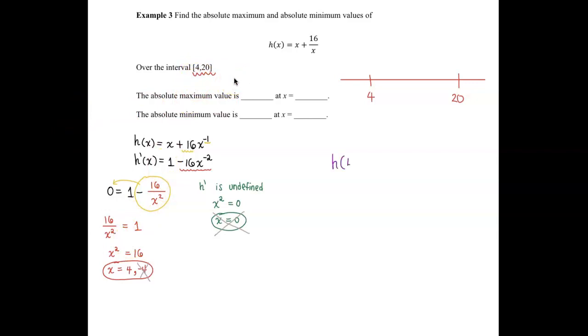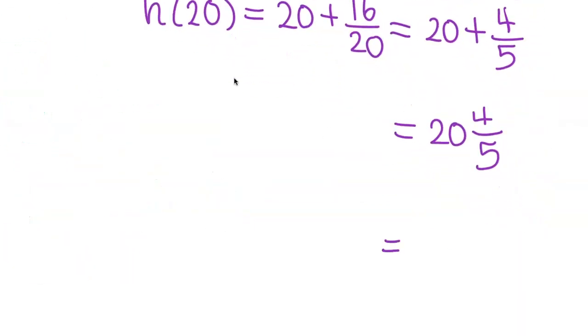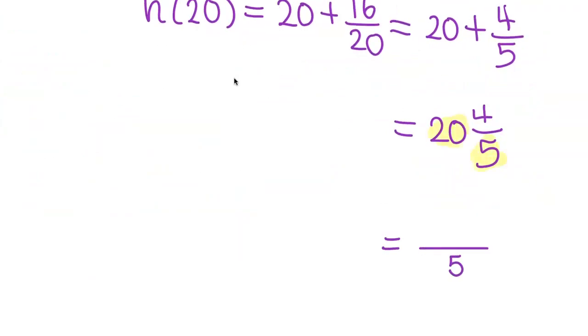If I plug in 4, I get 4 plus 16/4. That is 4 plus 4, that's 8. If I plug in 20, I get 20 plus 16/20, and that's 20 plus 4/5, 20 and 4/5. Well, remember, we never really use mixed numbers anymore in math, so let's write this as an improper fraction. 20 times 5 is 100, and 100 plus 4 is 104.